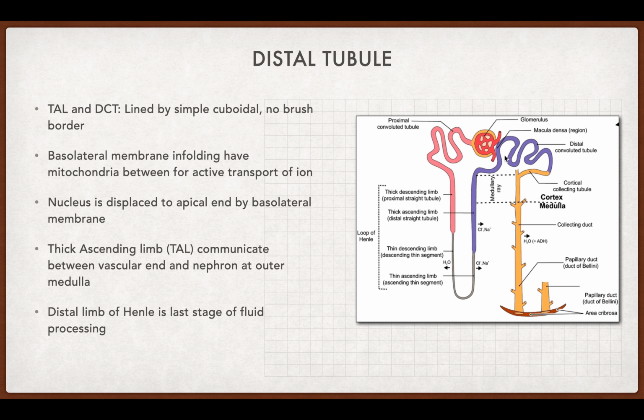And the distal limb of Henle is the last stage of fluid processing. So it comes from proximal, loop, and then distal.